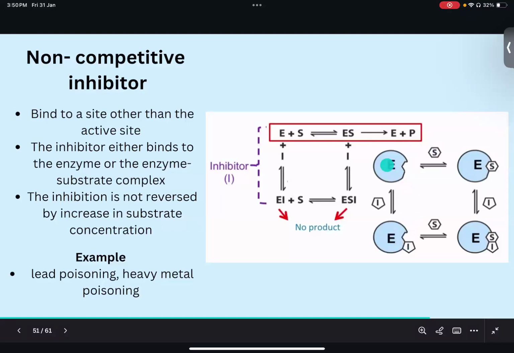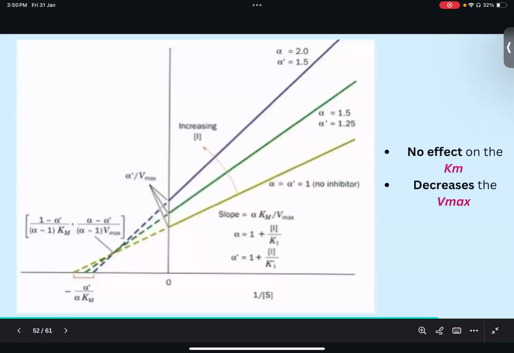Either it binds to the enzyme and forms an enzyme-substrate complex and leaves the substrate alone, or it binds to the enzyme-substrate complex and does not let the enzyme metabolize the substrate. So it will decrease the Vmax. You can see the Vmax decreasing.